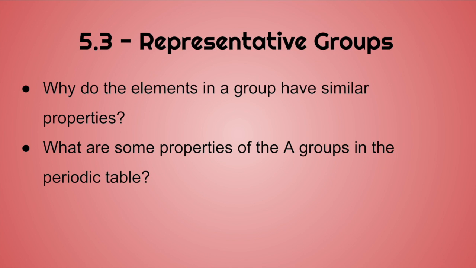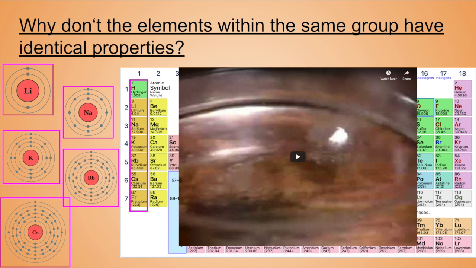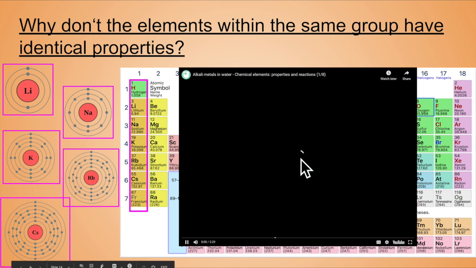All right, and then lastly, we have section 5.3, representative groups. We have this question from the homework: why don't the elements within the same group have identical properties? Well, essentially, they're going to have similar properties, but they're not going to have identical properties. Let's watch this little clip from that video again.